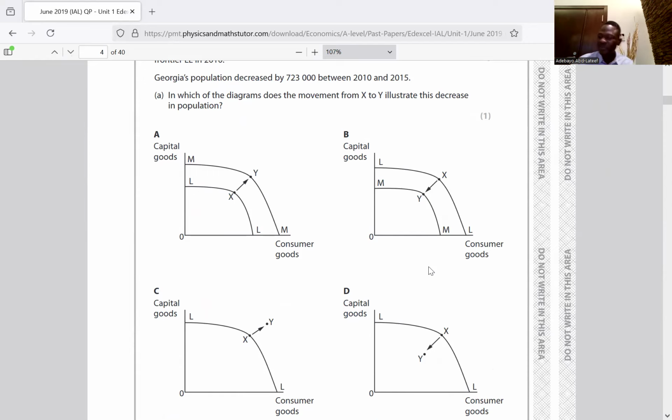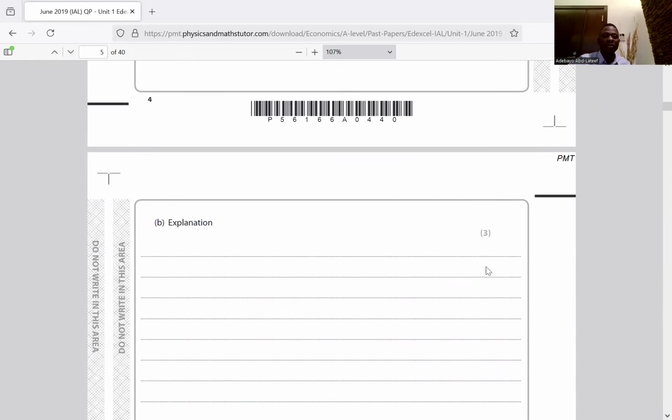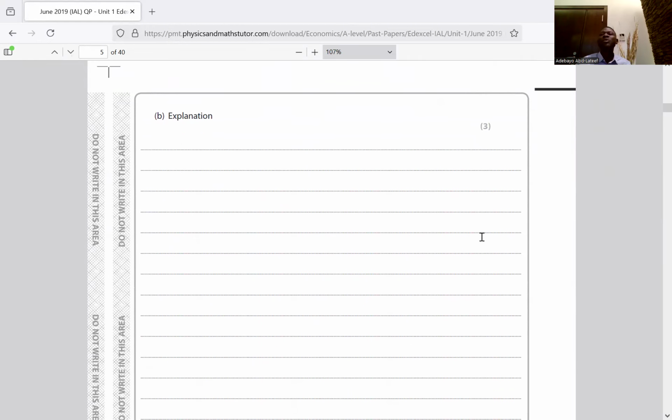Is it clear? And for the explanation, you write, first you define production possibility frontier, which is a graph that shows the combination of consumer goods and capital goods that can be produced if all resources are fully utilized. So here, why are we not choosing D? We're not choosing D because at D, resources are not fully utilized. So there are unemployed resources at D. So that's why it's not D.